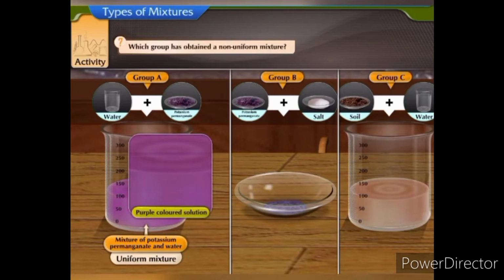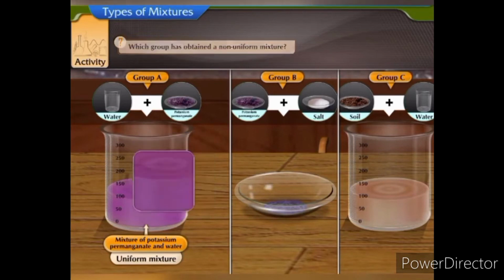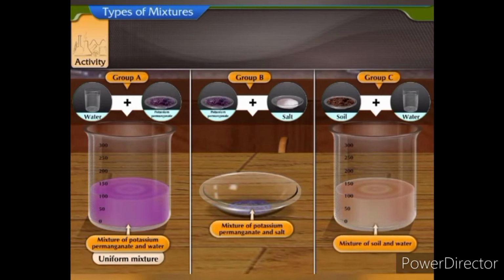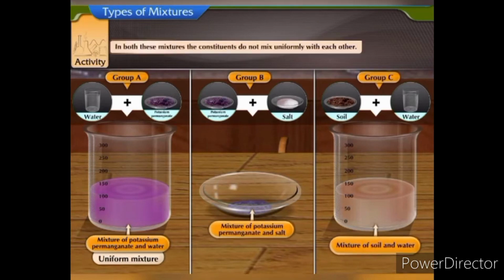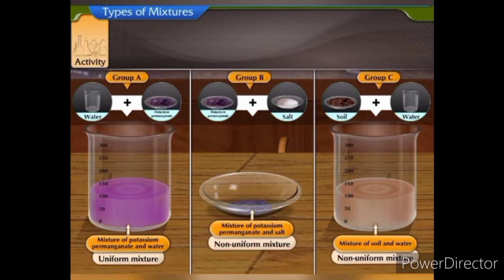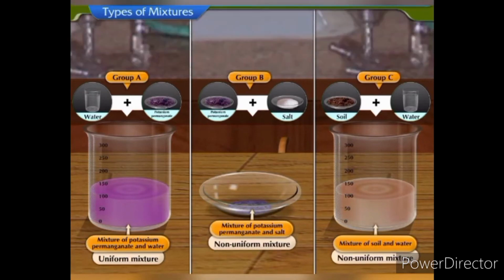Which group has obtained a non-uniform mixture? Group B has a mixture of potassium permanganate and salt. Group C has a mixture of soil and water. In both these mixtures, the constituents do not mix uniformly with each other. Hence, we can say that Group B and Group C have obtained non-uniform mixtures.